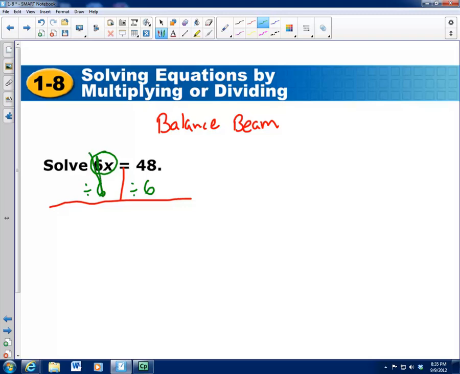Those 6's are going to cancel each other out, which leaves me with x equals, well, we're going to have 48 divided by 6 over here. Well, we know that 48 divided by 6 is 8. So my answer is going to be 8. And we can go back and check that if you want. You could actually do 6 times 8 to see if that equals 48, which it does, so we know that that is correct. All right, let's move on to the next one.